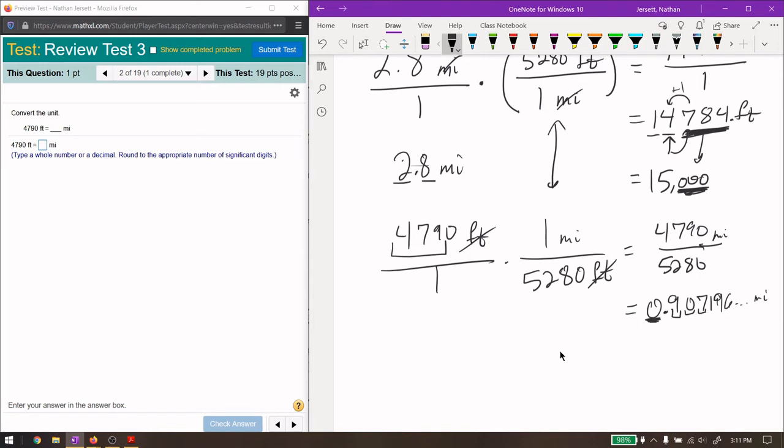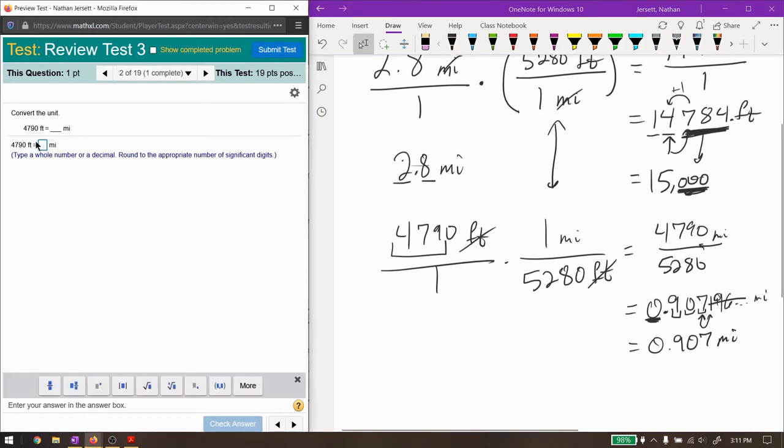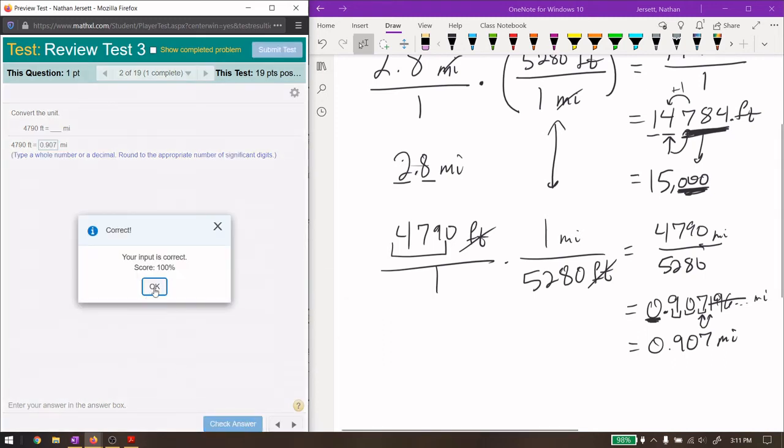2, 3. We're going to round to this place. Look at the next one. Is it 5 or greater? No, it is not. And we can drop all those numbers there. That gives us 0.907 miles. Let's try it out. 907. Yep, and that's correct.